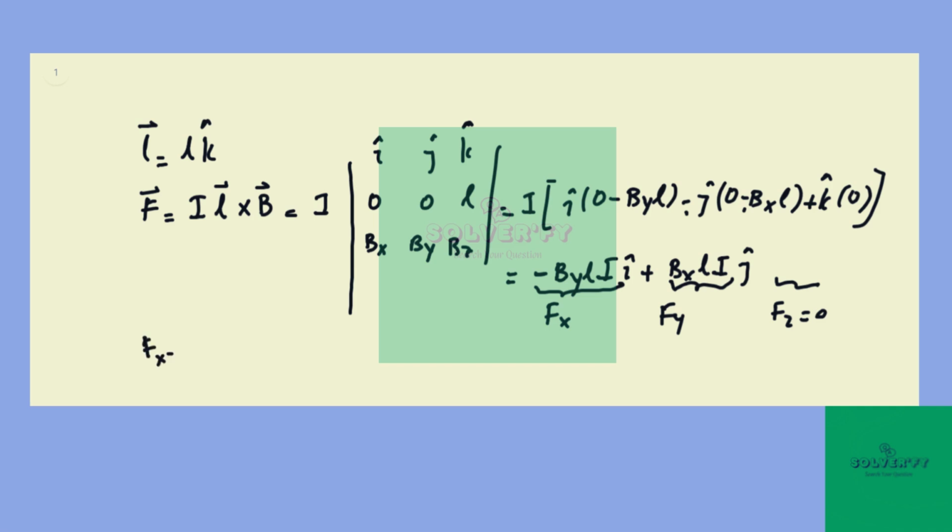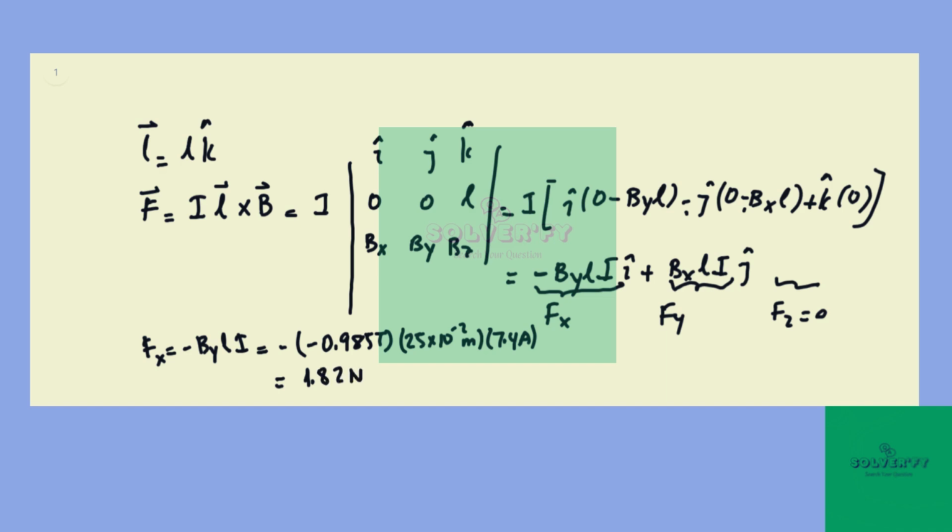So then Fx is going to be negative By times L I. When we plug in for By, it's given to us as negative 0.985 Tesla, times the length of the wire, which is given to us as 25 centimeters. So I'm going to do the conversion to meters. And the current is 7.4 amps. So Fx would be 1.82 newtons.